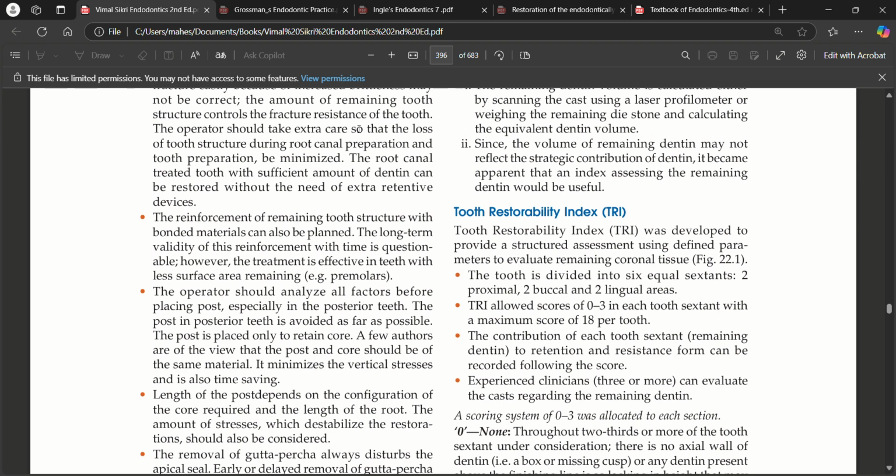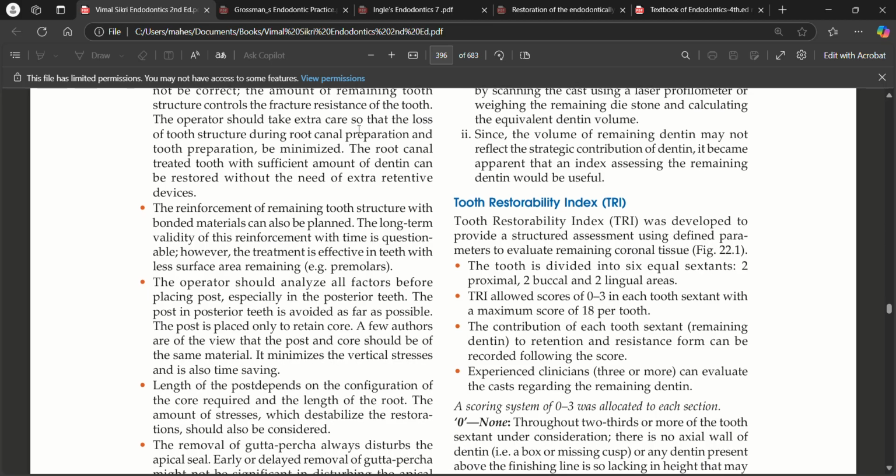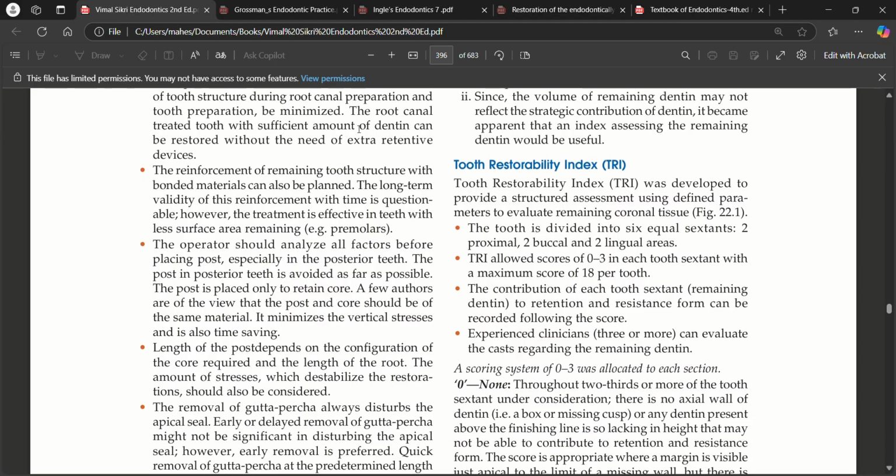Same material. It minimizes vertical stresses and also saves time. The length of the post depends on the configuration of the core required and the length of the root. The amount of stresses which destabilize the root restoration should be considered.